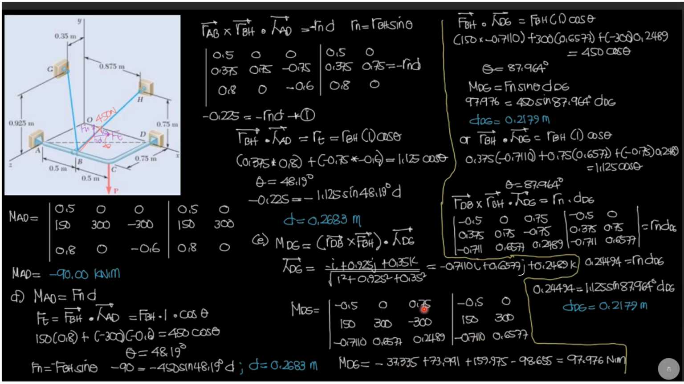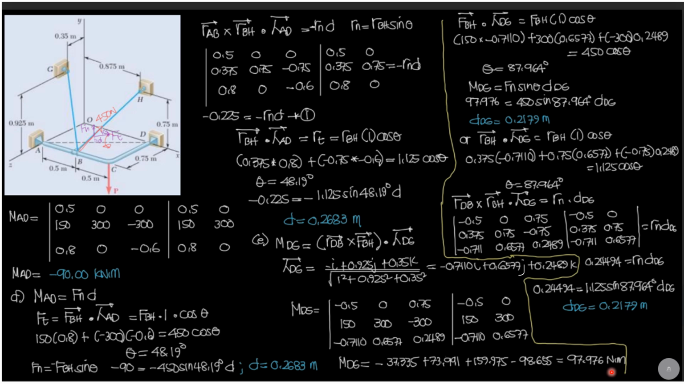Then 0.75 times 150 times 0.6577, 73.991, minus negative, so plus 0.711 times 300 times 0.75, that's 159.975. Then minus, because that's positive, 0.6577 times 300 times 0.5, that's negative 98.655. So combining, that's 97.976 newton meter, the moment about axis DG.